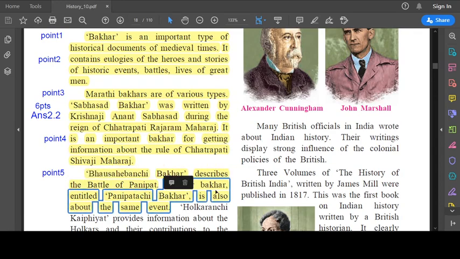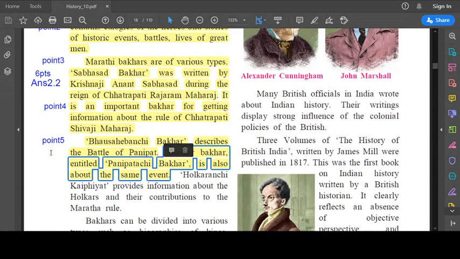And this is the fifth point, continuation of fifth point. Another Bakhar entitled Panipat, this is your sixth point, children. Another Bakhar entitled Panipatchi Bakhar is also about the same event. So these are 6 points. This is your sixth point. I've forgotten to mention it over here, point number 6. So 6 points, answer 2.2.